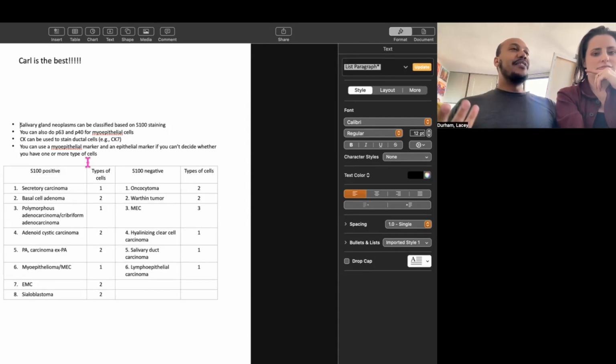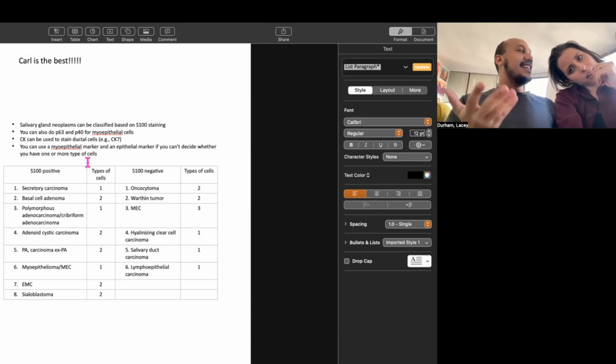So if I'm looking at a salivary gland neoplasm, I feel like I'm walking in the dark. I don't know what I'm looking at. The differential includes any entity in the salivary gland neoplasm. In that case, I would do S100, CK7, and p63. If S100 is positive, I'm going to think about these entities here. If S100 is negative, then I'm going to think about these entities here.